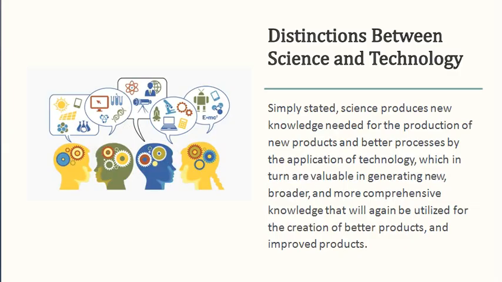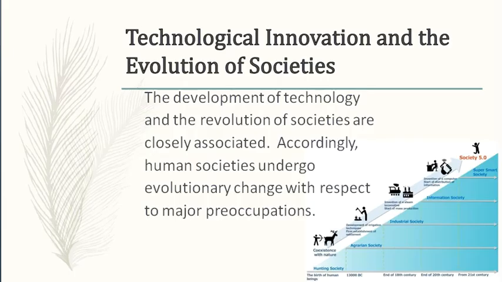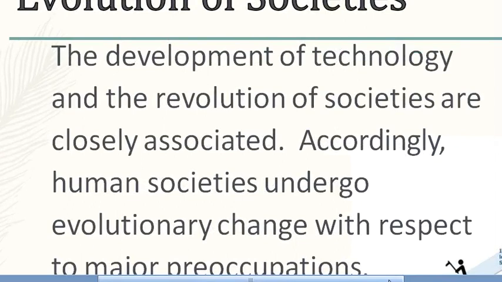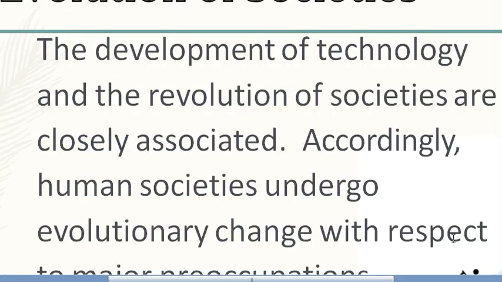All right, so now let's move on to technological innovation and the evolution of society. So here, the development of technology and the revolution of societies are closely associated. Accordingly, human societies undergo revolutionary change with respect to major preoccupations. Let me try to zoom in the picture on this side here. There, I hope you can see.